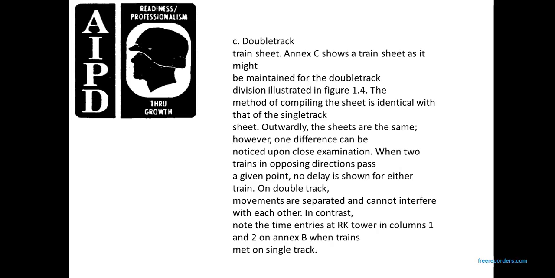The double track train sheet, Annex C, shows the train sheet as it might be maintained in the double track division illustrated in figure 1-4. The method of completing the sheet is identical to the single track sheet. Outwardly the sheet is similar; however, the difference is noticed only on close examination. When two trains in opposing directions pass, no notable delay is shown for either train. The double track movements are separated and cannot interfere with each other. In contrast, note the time entries in the columns 1 and 2 in Annex B, where the trains meet on the single track.